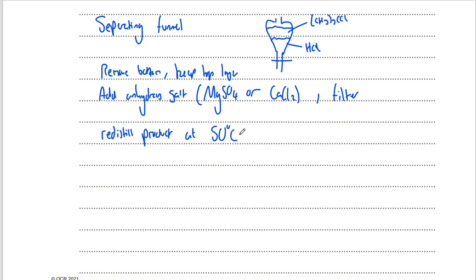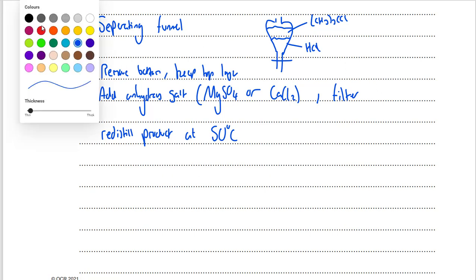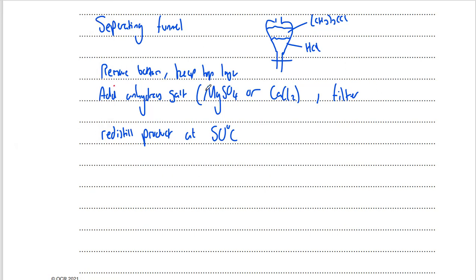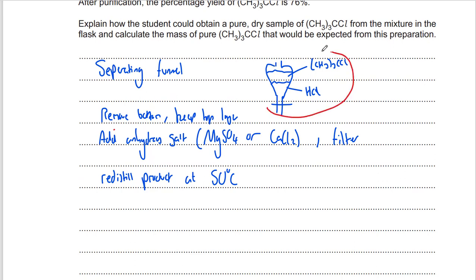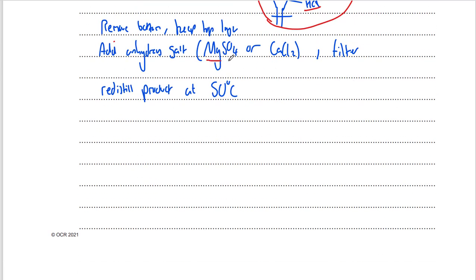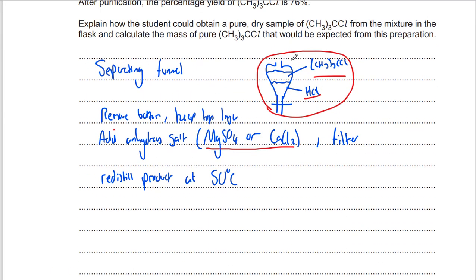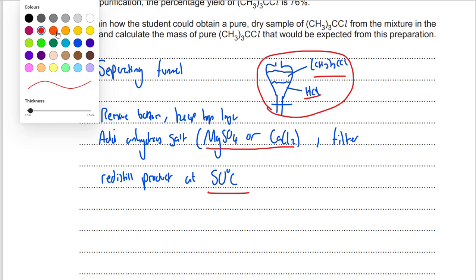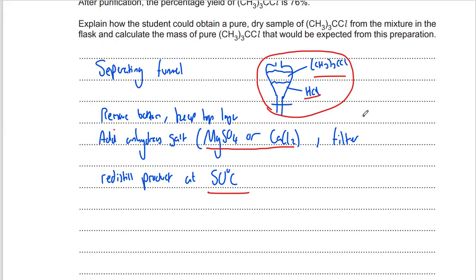This is the fine detail. Just saying separating funnel, anhydrous salt and redistill will get you some marks. However, in order to get full marks on these questions, you need what's called fine detail. And the fine detail, I'm going to underline in red. The fine detail is this first bit: saying which product is where. Naming the anhydrous salt is fine detail. And knowing the temperature at which you are redistilling is fine detail. That's what will get you the 6th mark or the 4th mark.